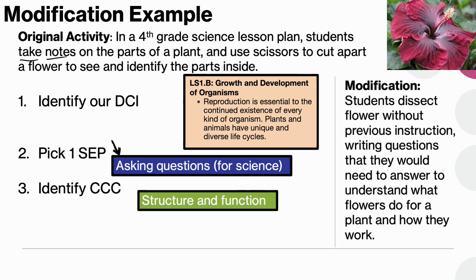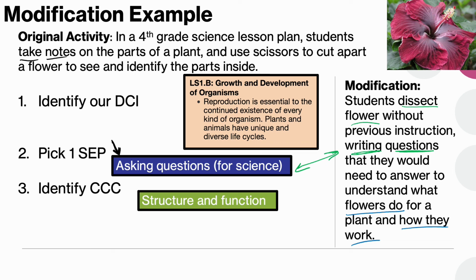And so in my modified version, I didn't really change that much, just that students dissect a flower, they're still using those scissors, without previous instructions, so we haven't taken notes yet. And instead of trying to connect it to notes they've already taken, their job is to write questions, just like it says in this SEP right here, write questions that they would need to answer to understand what flowers do for a plant and how they work. And so now we're thinking scientifically, like what would I need to know in order to really understand this whole flower business? Because I've seen flowers a million times, but I really don't know exactly what they do or how they work.